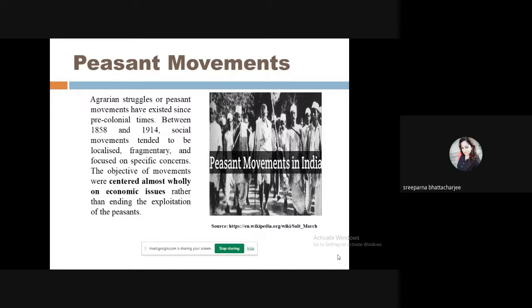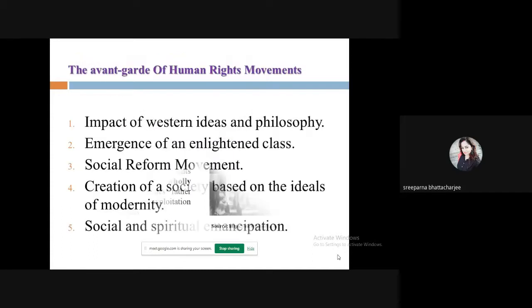It is a kind of protest against the policy which takes away their rights. So that is why the peasant movement has been a very prominent movement in the field of human rights. Here you can see that Mahatma Gandhi integrated all movements and put them into the freedom struggle. So that is why this picture has been put.